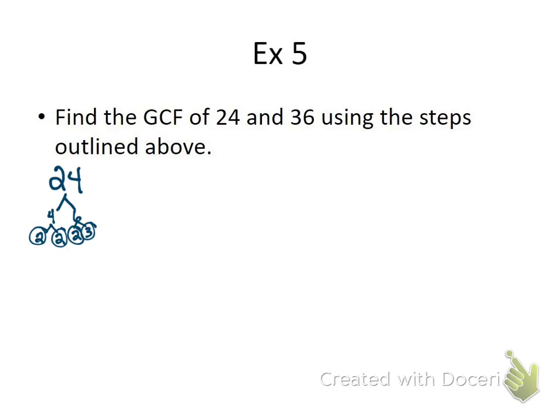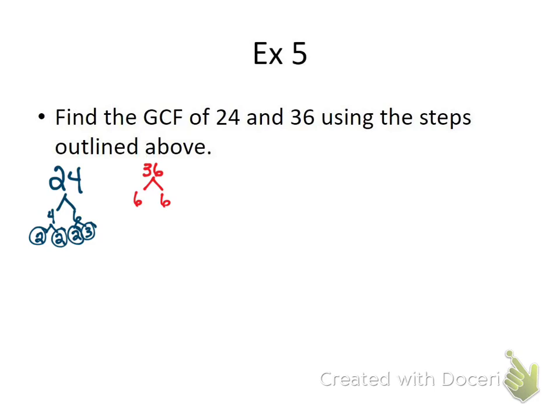So we have 36. What 2 numbers can I multiply together to get 36? 8 and 8. No, that would be 64. 6 and 6. Okay, so we could use 6 and 6. Could I also use 4 and 9? Yeah. Could I also use 2 and 18? Yeah. So any of those factors that you want to start with is fine.